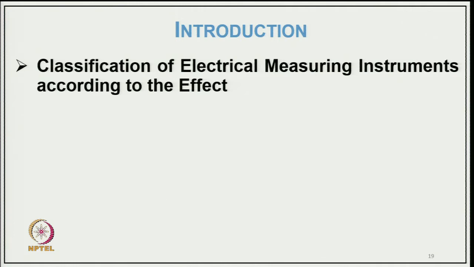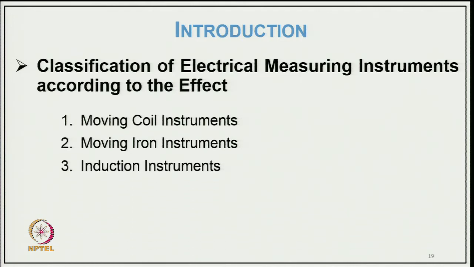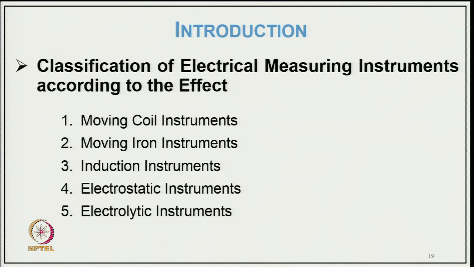Now, coming to how we really use the different instruments, coming to the classification of electrical measuring instruments according to the effect. We discussed moving coil instruments, moving iron instruments, then induction instruments, then electrostatic instruments, then electrolytic instruments and hot wire instruments. These are the effects used for electrical measuring instruments.